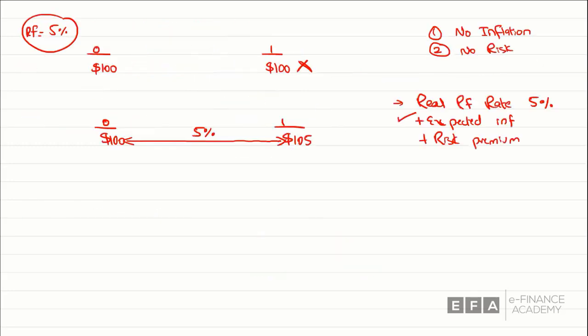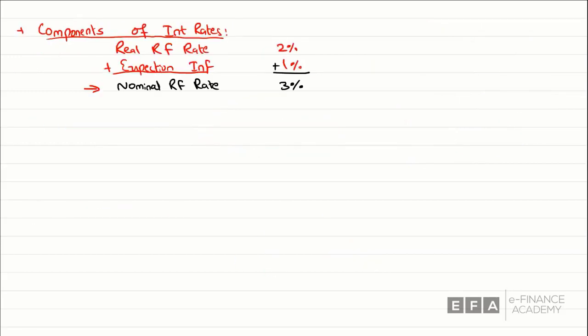As we said, you also would want a compensation for risk premiums. And now we break the risks down into three different types of risks. The first one is called default risk premium.